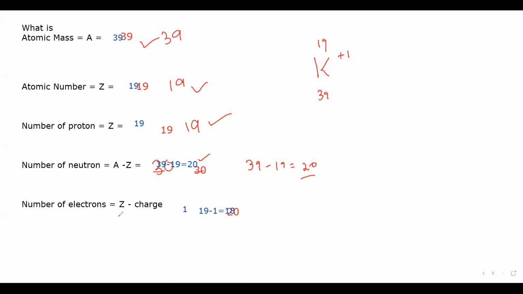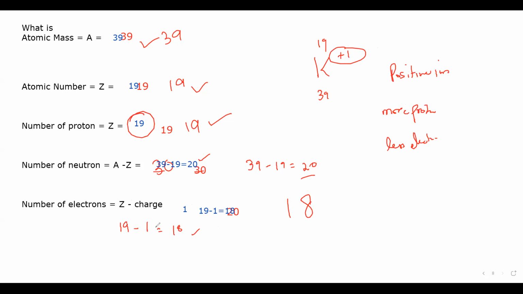And the formula to get the electrons is Z minus the charge. So 19 minus the charge, which is 1 plus. So 19 minus 1, that is equal to 18. So the number of electrons is 18, and it is obvious, because it is a positive ion, and yesterday I told you if it is a positive ion, it should have more protons and less electrons. You can clearly see there are 19 protons and there should be fewer electrons, so that the overall charge will be positive or plus 1.